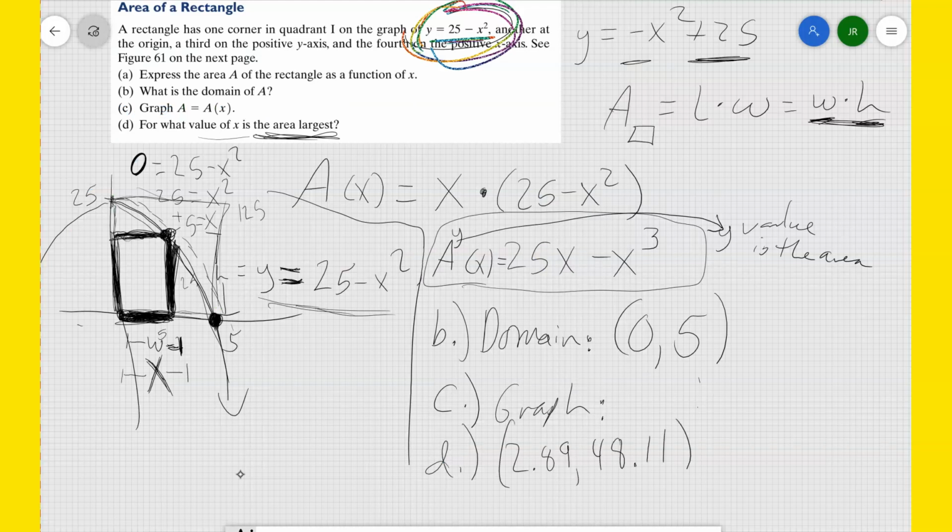Now, part D actually asks for what value of x is the area largest. So 2.89 is really the only answer it's looking for. 2.89 answers the question.